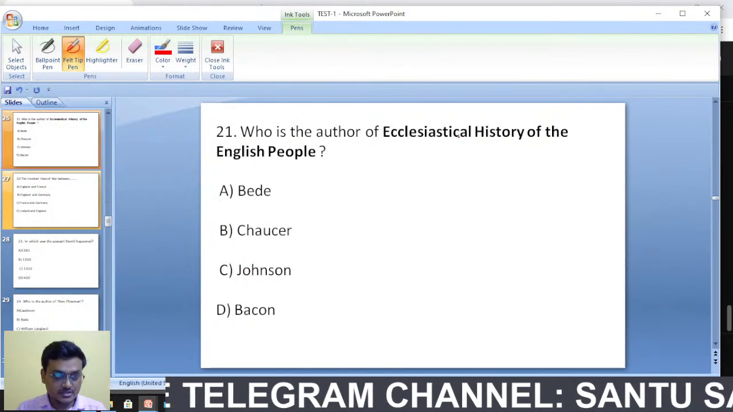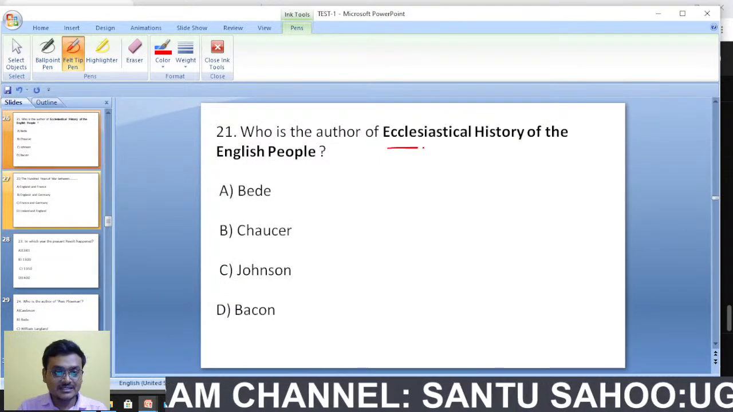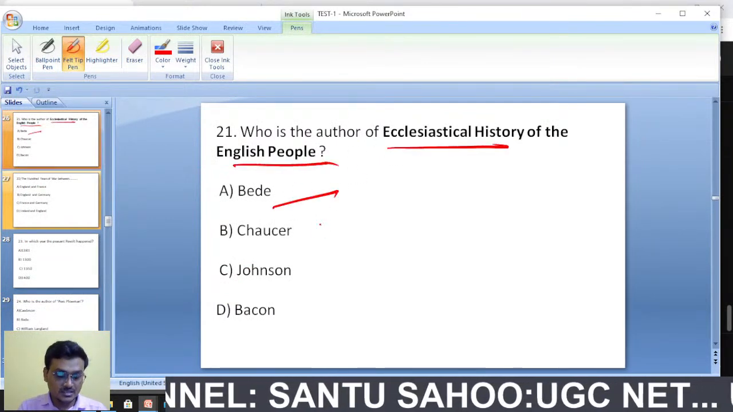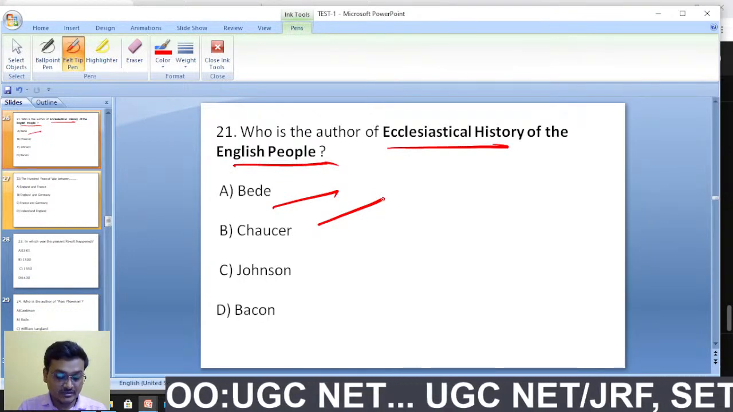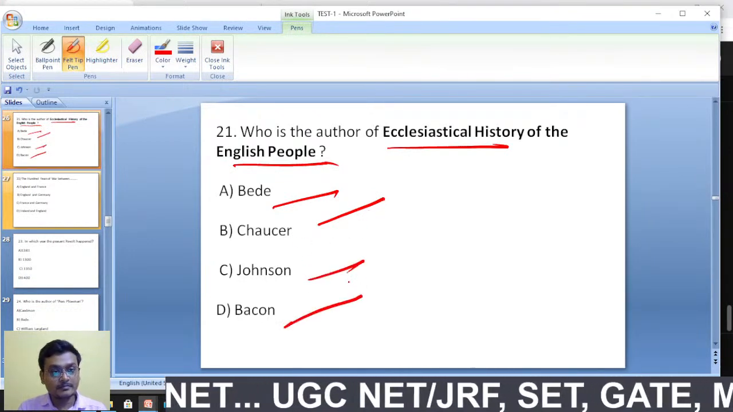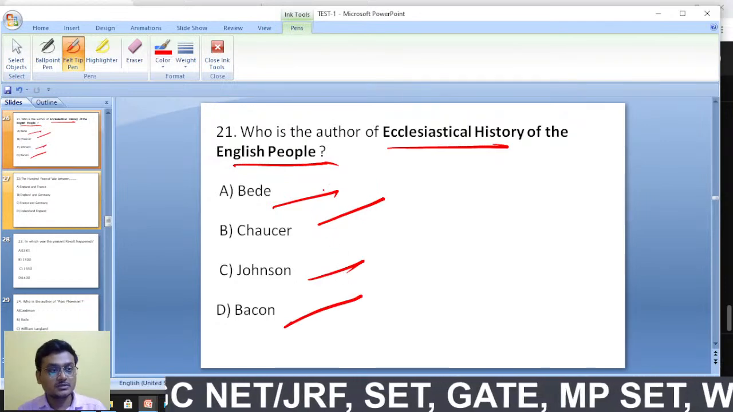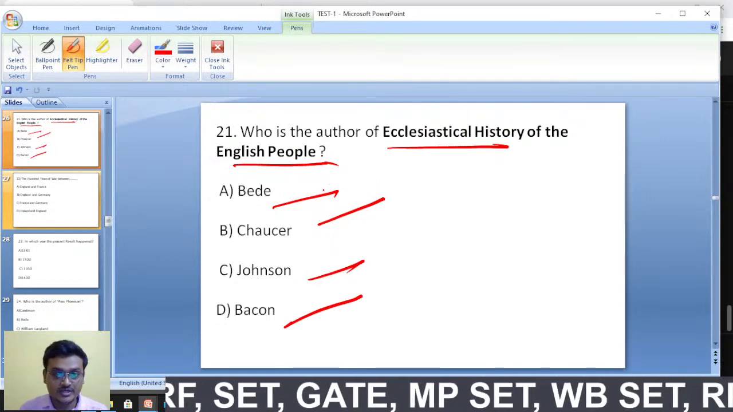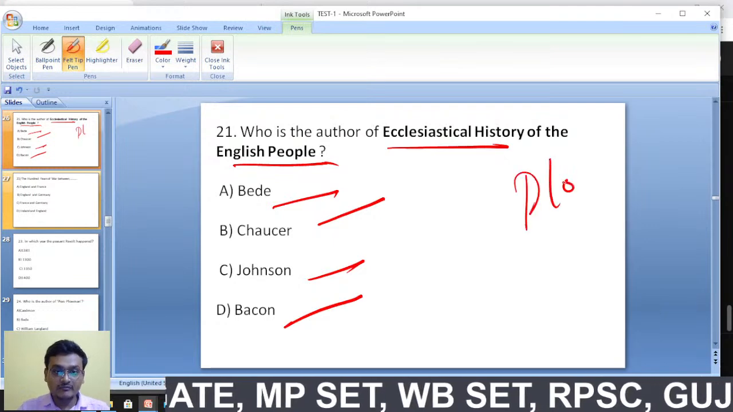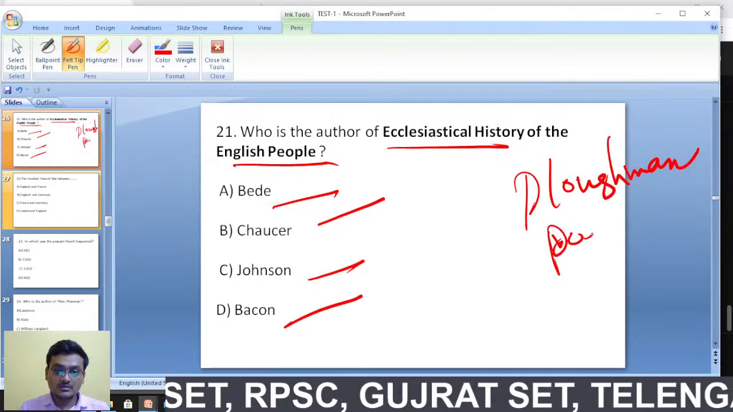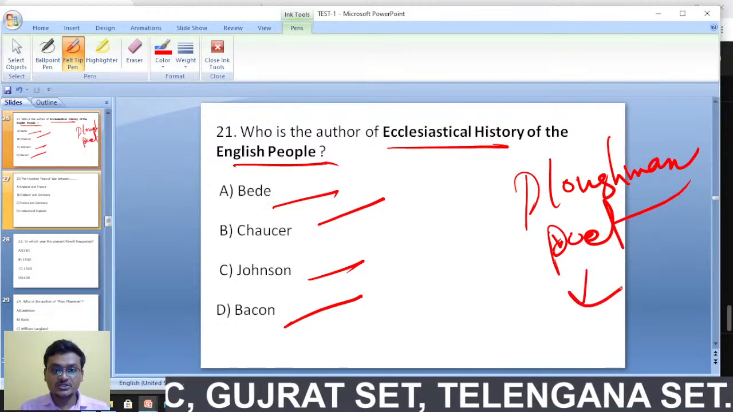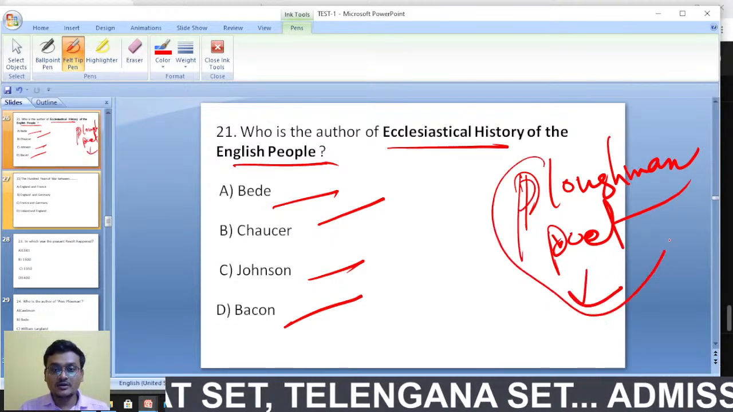Ploughman poet. Who is the author of the Ecclesiastical History of the English People? Chaucer has the ploughman by William Langland. That is different. I am talking about the ploughman poet. I was talking about the ploughman poet. That is Robert Burns, the Scottish poet.